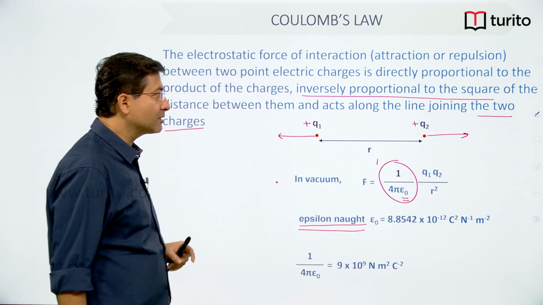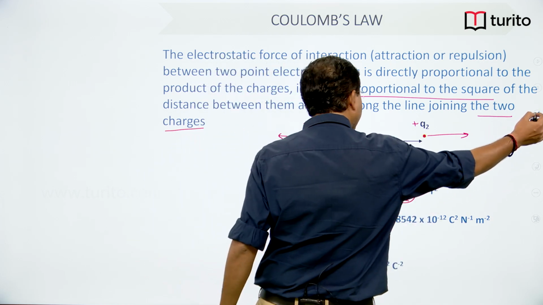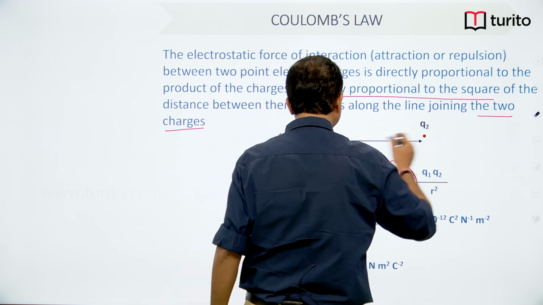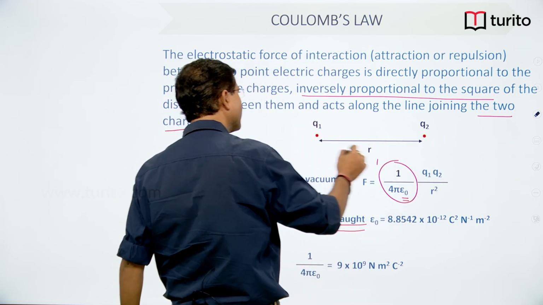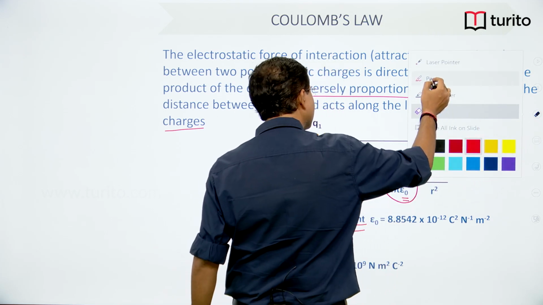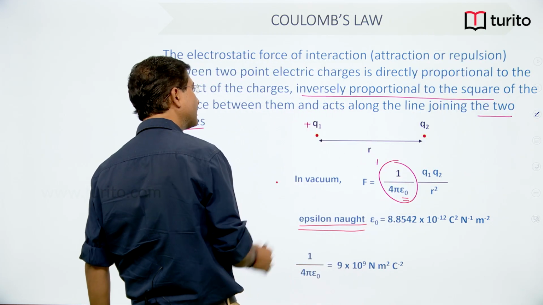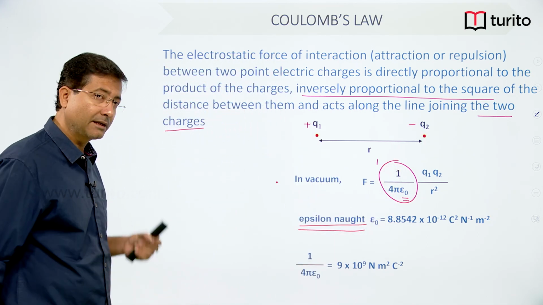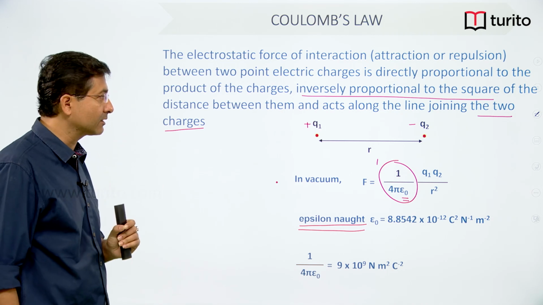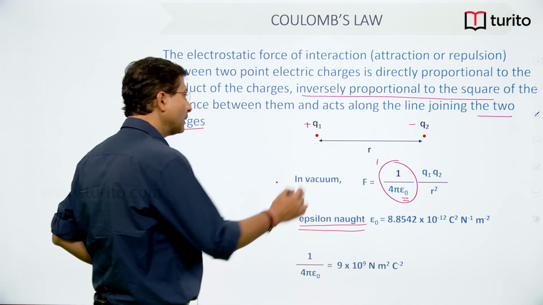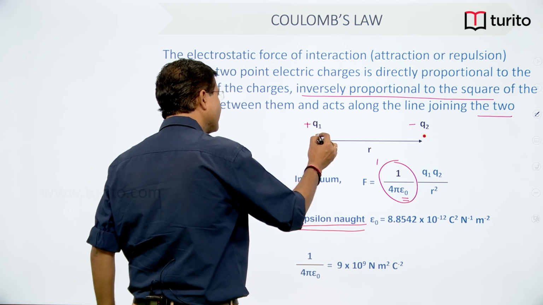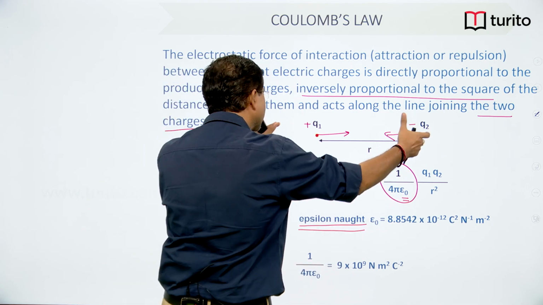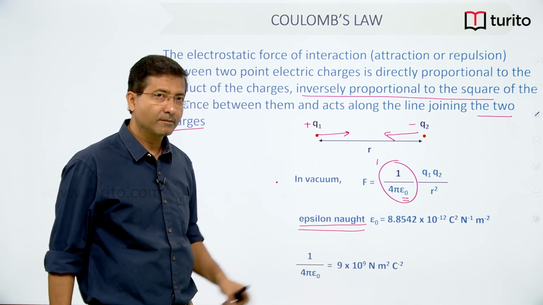If I make another charge negative, so let this be a negative charge, this one I have taken positive, this one is negative. So the force of interaction, here I am talking about the electrostatic force of interaction, between them will be along the line joining, towards. So, they will attract each other with this force.